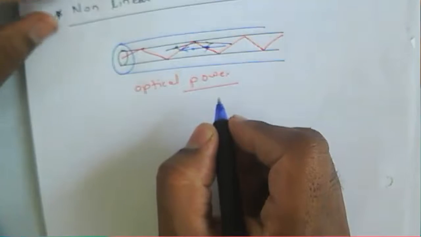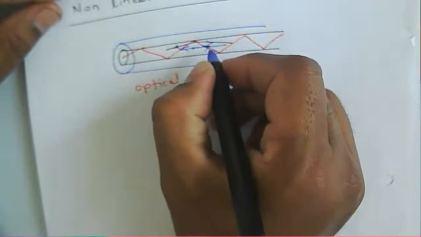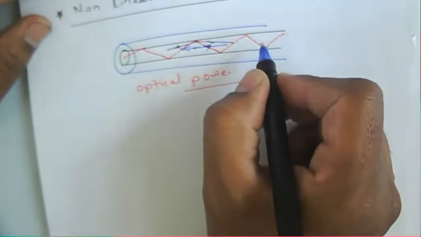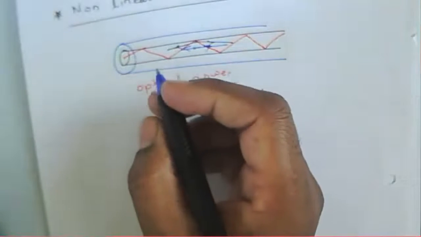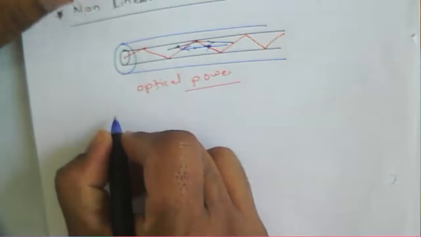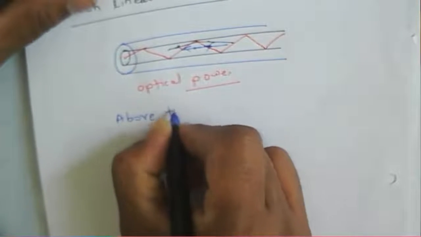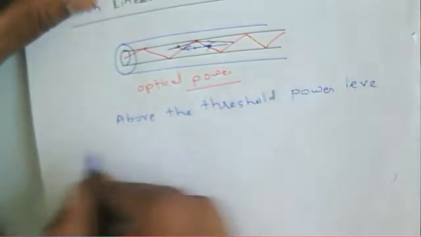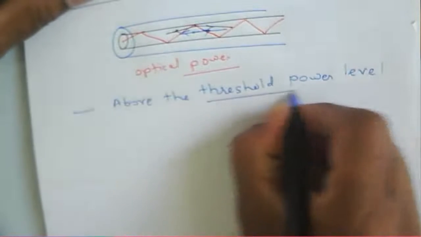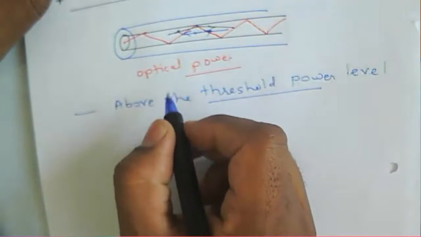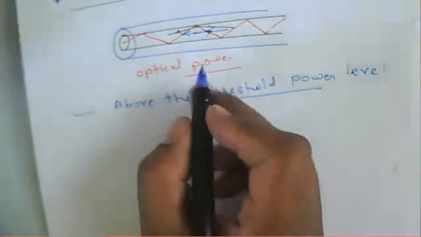If the optical power is larger than the critical value, then the fiber will radiate those rays in the form of scattering, in the forward direction or in the backward direction. That happens when the rays propagating through the fiber are above the threshold power level. If your signal is above that threshold power level, then scattering takes place, and that scattering is called non-linear scattering. Non-linear scattering means the signal propagates forward and backward.